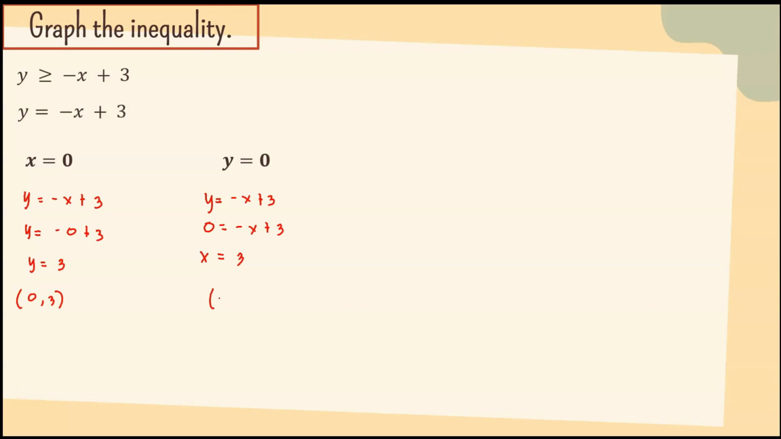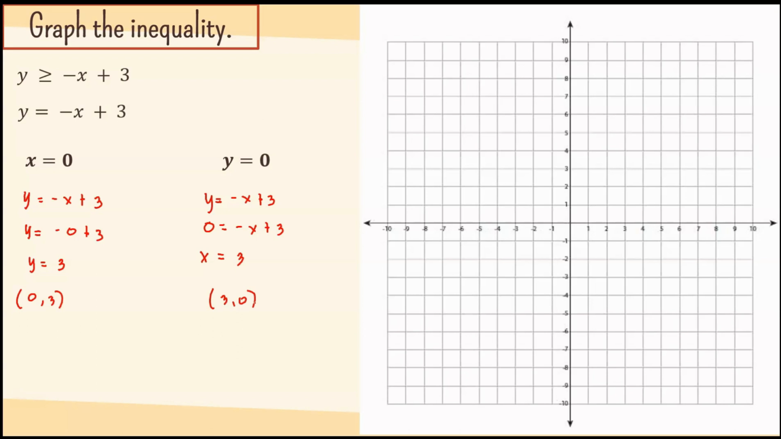Hence, our x-intercept is at (3, 0). Plotting the x and y intercepts in the Cartesian plane, (0, 3) is located here, and (3, 0) is right here. Now let's connect it with our plane divider. Looking at our inequality sign, the inequality is greater than or equal to. So, we will be using a solid line, since the solid line represents greater than or equal to and less than or equal to symbols.